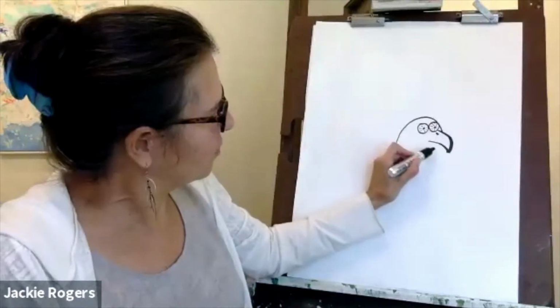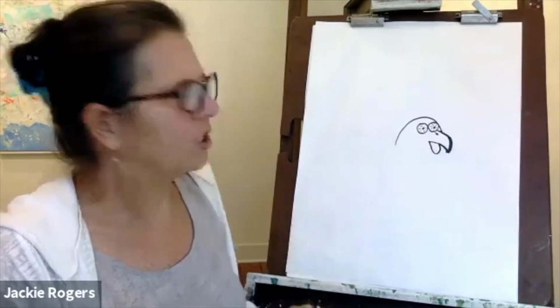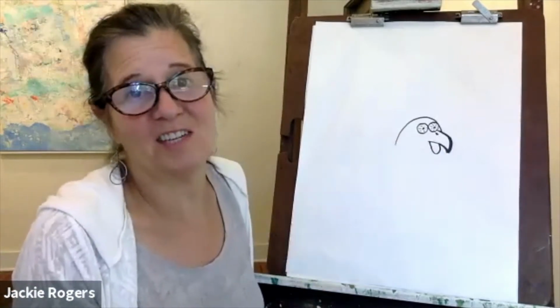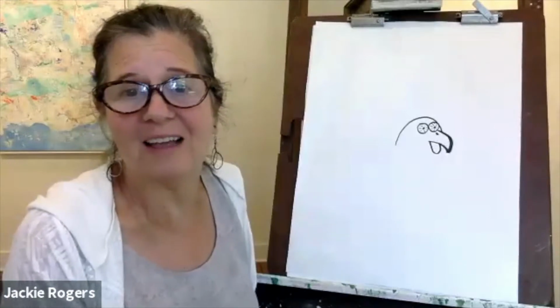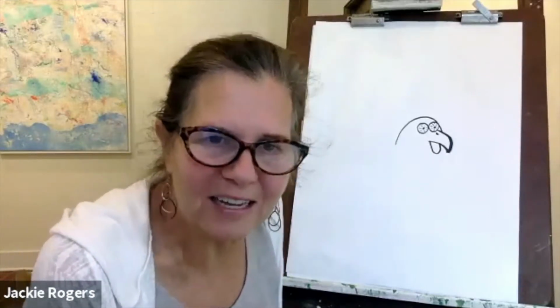Okay, so I'm going to draw his tongue hanging out. So I'm just going to do like chicken tongue. I don't even know what a chicken tongue looks like. So I'm just going to give it like a, oh, we've got another one. Who do we have here down at the bottom?